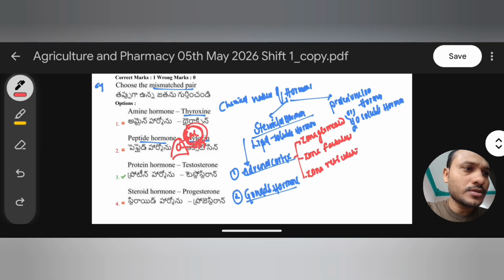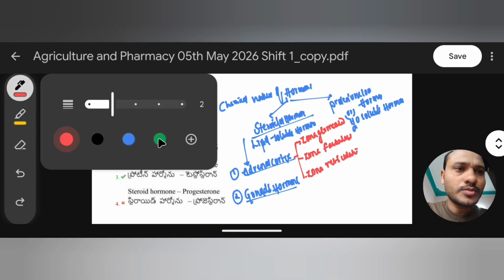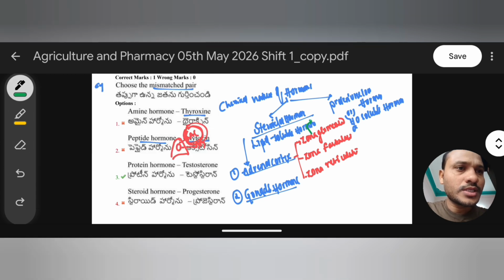Each layer produces its respective hormones. For example, the zona glomerulosa produces mineralocorticoid hormones. The primary mineralocorticoid hormone here is aldosterone, very important. Aldosterone is produced from the zona glomerulosa. Now coming to zona fasciculata, which produces glucocorticoid hormones. The main glucocorticoid hormone is cortisol.